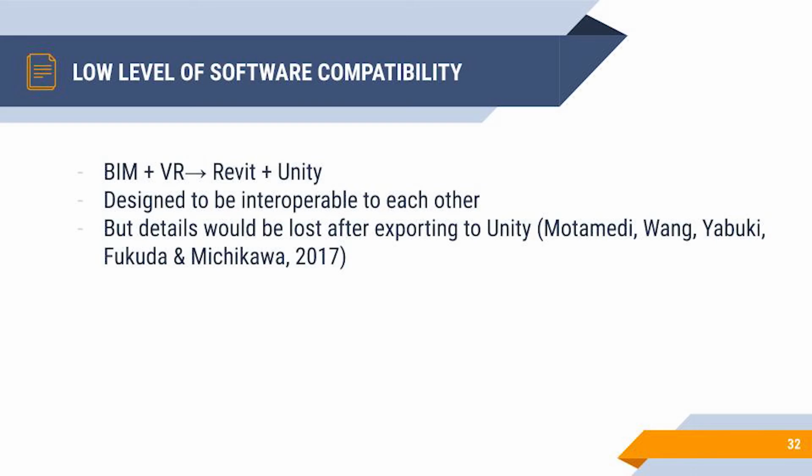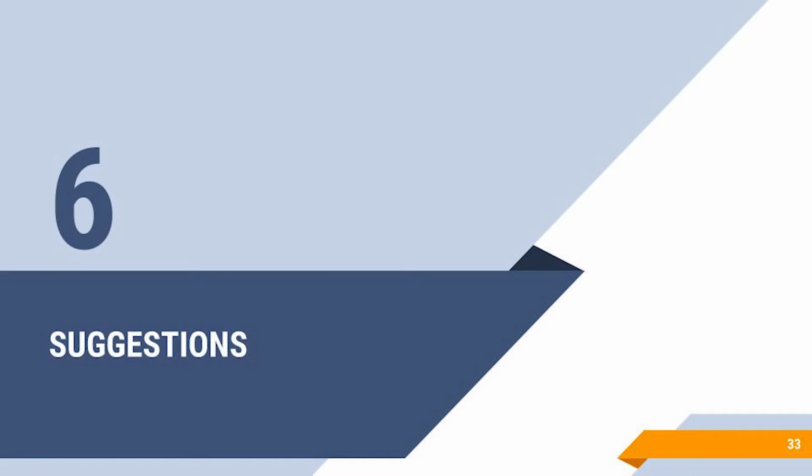A low level of software compatibility. To apply VR technology with BIM models, it is common to use Revit for modeling and Unity for visualizing them in VR environments. However, there are compatibility problems, though they are designed to be interoperable with each other. Details such as material data would be lost after exporting the model to Unity.